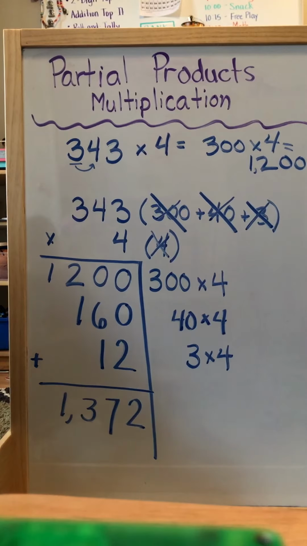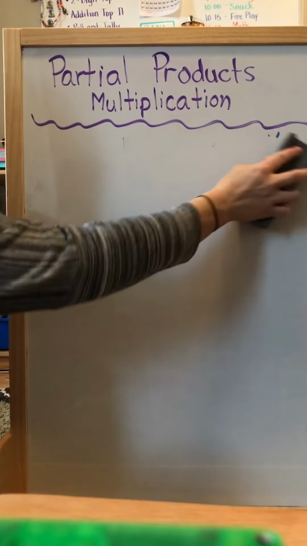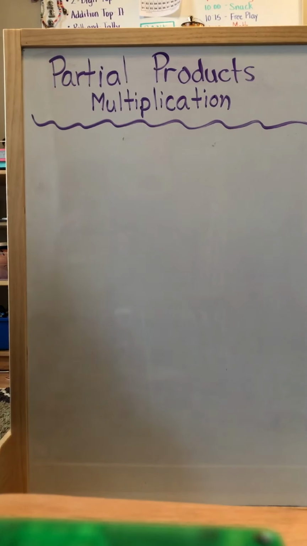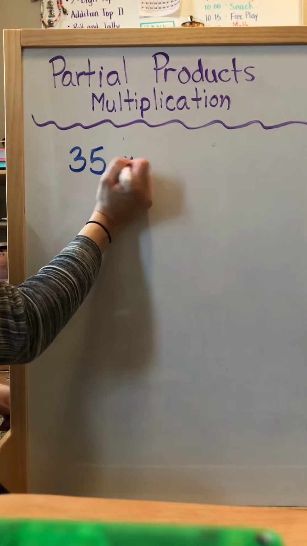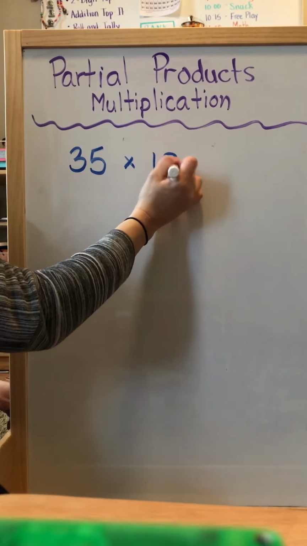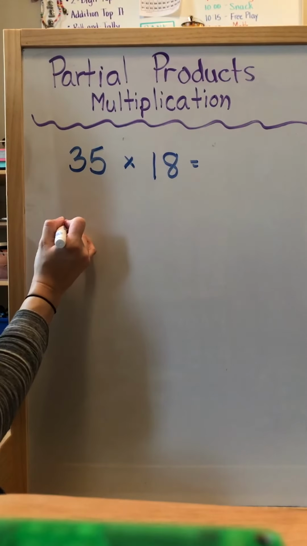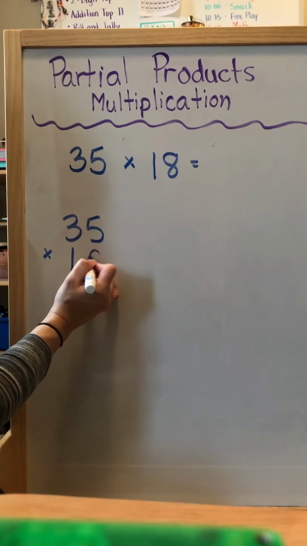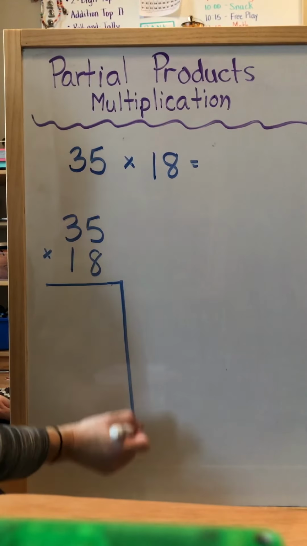All right, now I want to show you partial products multiplication with 2-digit by 2-digit. So it will look a little bit different. So let's say I had 35 times 18. The first step is to line it up vertically, just like we did before. 35 times 18. And then draw your curtain.